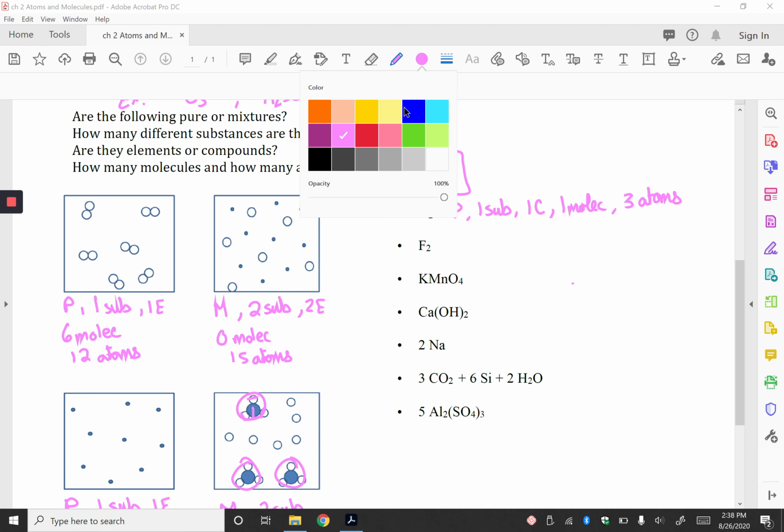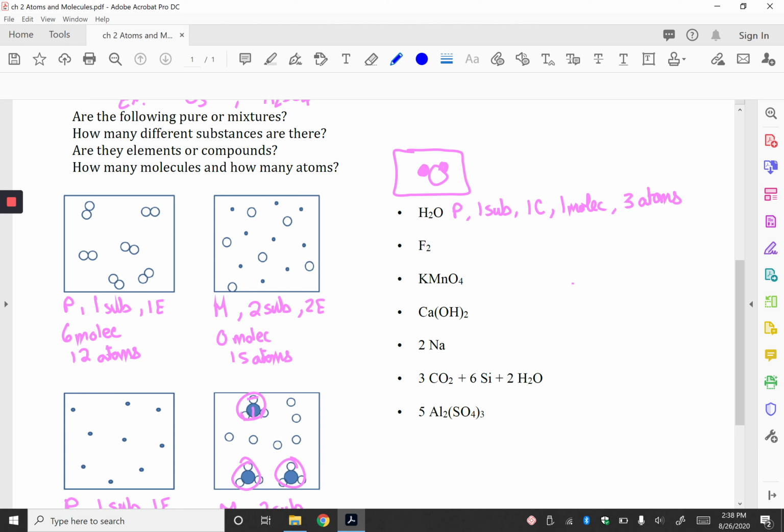Switch my color here. Okay, F2. So if I drew a particle diagram for this, it would look like that. Right? That subscript means those 2 are bonded together. So this looks to me like a pure substance. So that means 1 substance. If it's pure, that means 1 substance, right? Is it a compound or an element? This is an element. They're both F's, right? They're both fluorines, so it's an element.